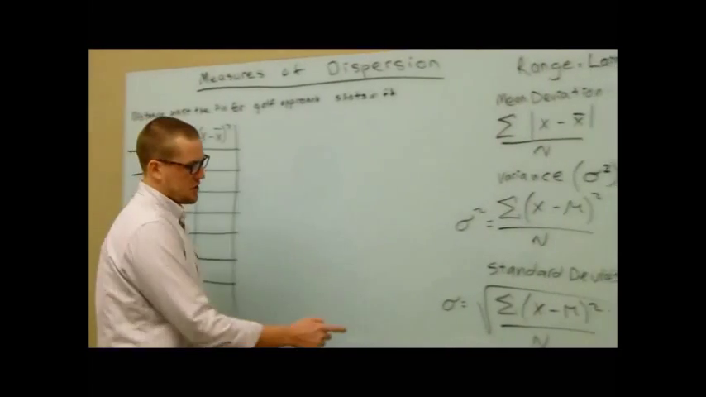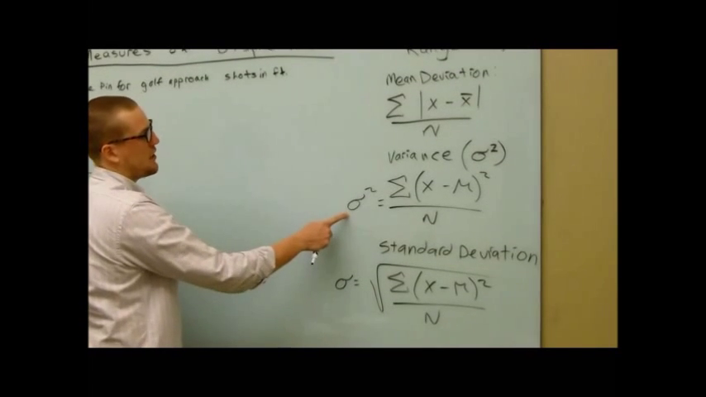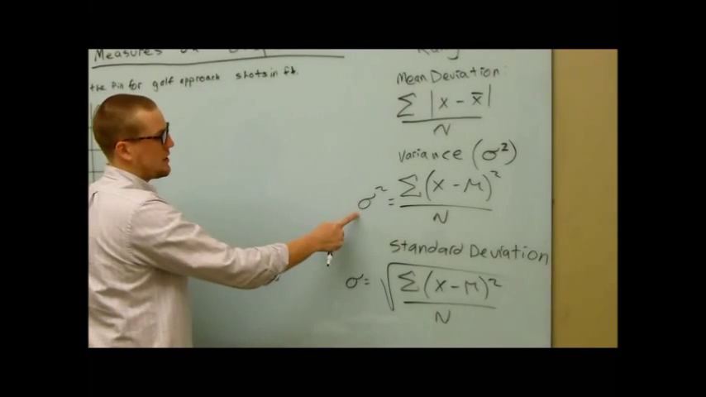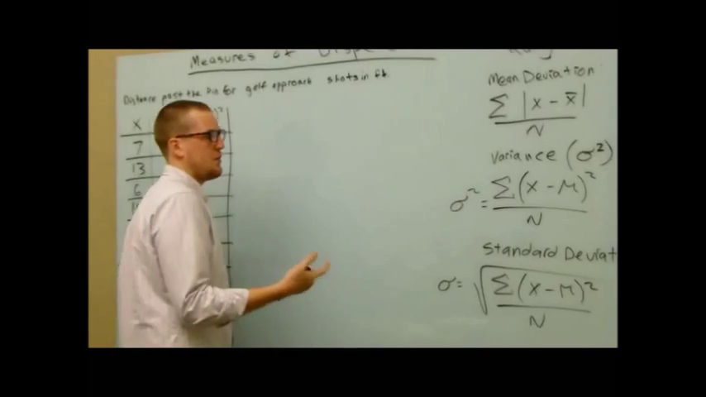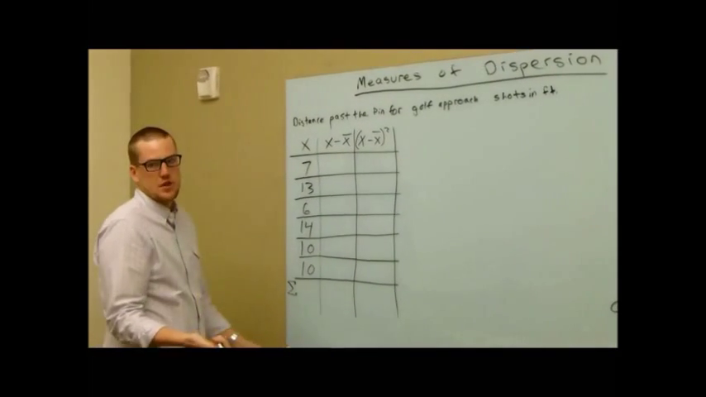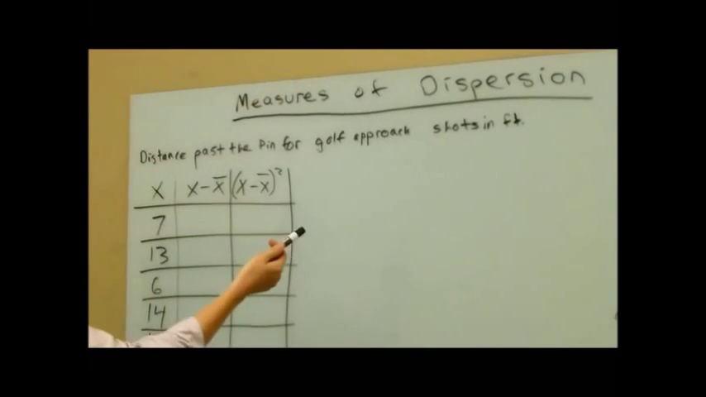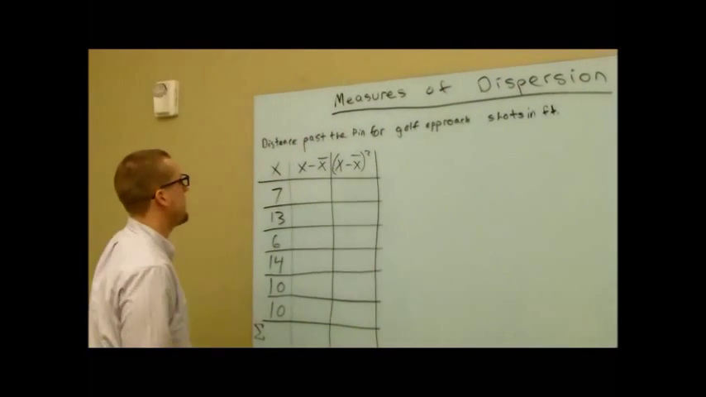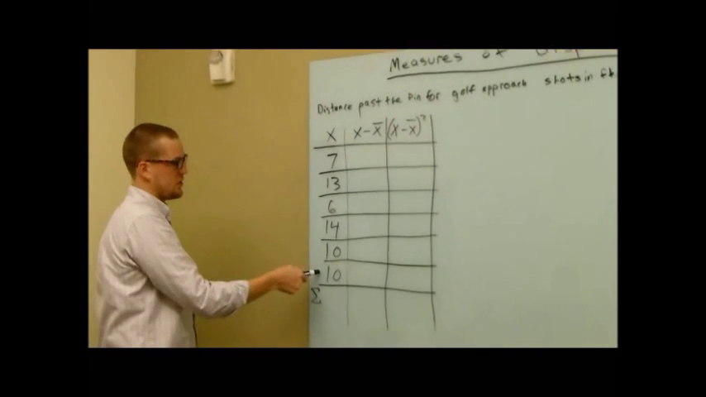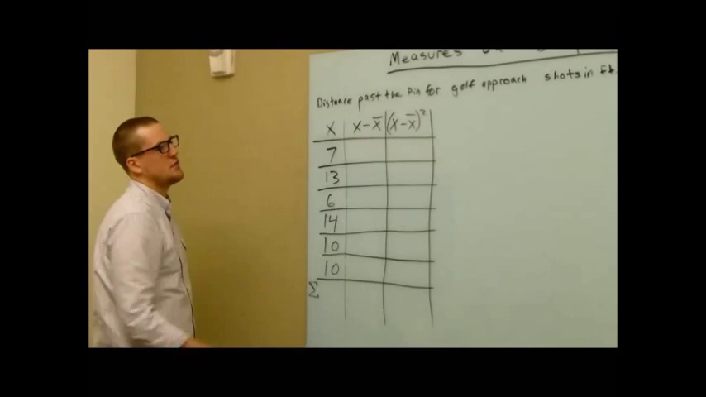So how do you find the standard deviation? The standard deviation is the square root of the variance. And the variance is found by using the data you have and performing some equations. So here, for our sample data set, we have the distance past the pin for golf approach shots in feet. Our x is our distances. We have 7 feet, 13, 6, 14, 10, and 10 feet.